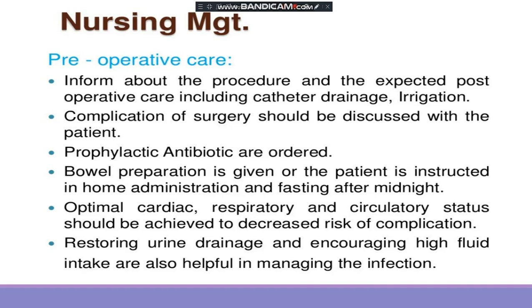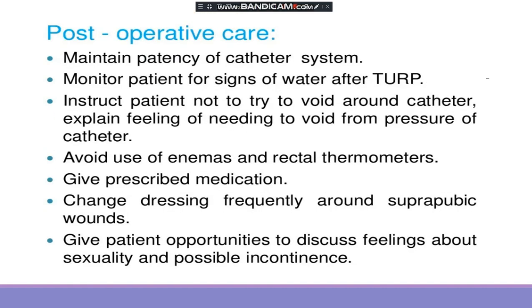Okay. Then restoring urine drainage and encouraging high fluid intake are also helpful in managing the infection. So we have to encourage the patient to increase the fluid intake. Okay. Some of the postoperative care aspects: catheter system patency has to be maintained, and signs of bleeding after TURP, that is nothing but the IO chart, have to be maintained. Then instruct the patient not to try to void around the catheter. Explain that the feeling of needing to void is from the pressure of the catheter. Avoid use of enemas and rectal thermometers after the procedure.